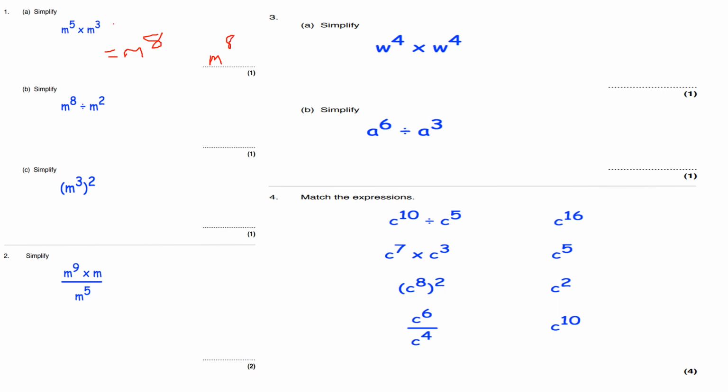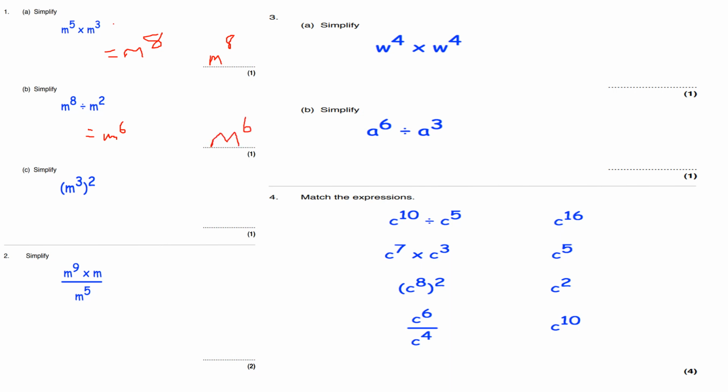Okay. Part b, simplify m to the power of 8 divided by m squared. Well, if I divide with the same base, I subtract the powers. So m to the power of 8 take away 2 is m to the power of 6. Okay, sorry about my handwriting there.